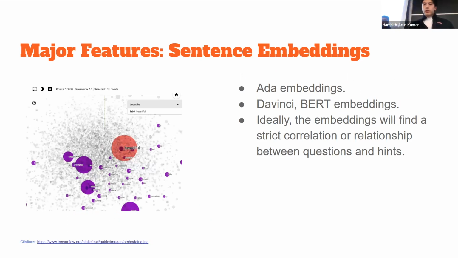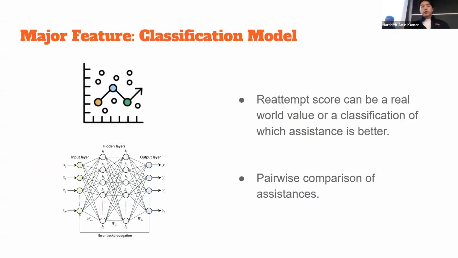Some of our major features are, like I mentioned, sentence embeddings, Ada embeddings. Previously, we wanted to compare different embeddings like DaVinci and BERT to get a baseline of what kind of embeddings we want to use. Ideally, the embeddings will find a strict correlation between questions and hints. Our major feature on the machine learning side is the classification model. We want to predict the reattempt score, which is essentially what we use to dictate which of these assistants is better.